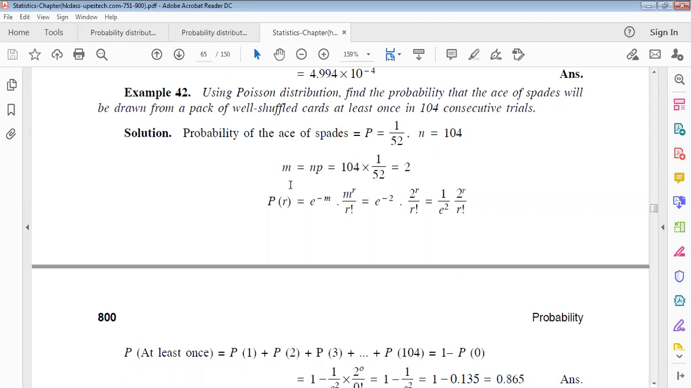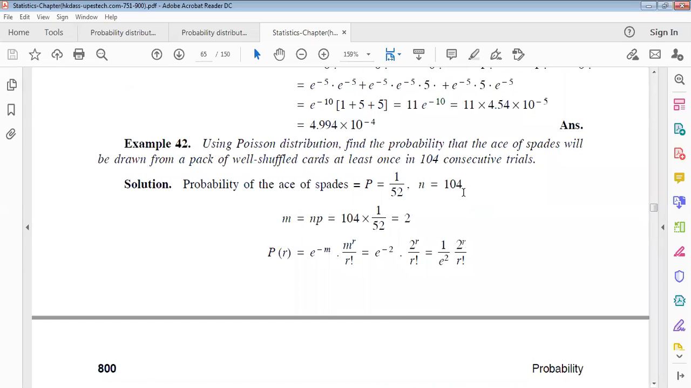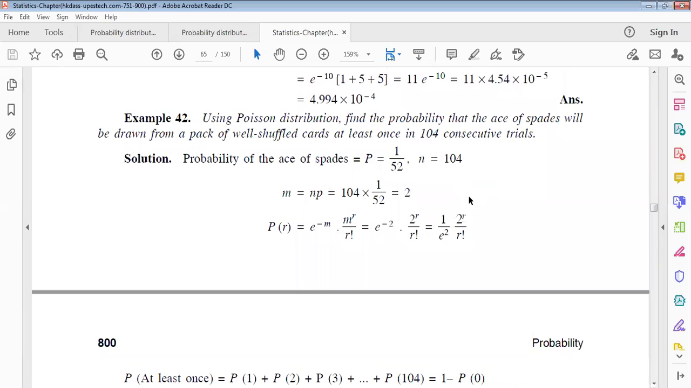Now m equals what? Mean equals np. We have proved this result by using the probability density function of Poisson distribution, in our previous class. Just putting these two values, we get the mean equals 2. Now the probability density function for Poisson distribution, we must know this: Pr equals e to the power minus m into m to the power r divided by r factorial. So putting m equals 2 and r, we get this result. So we have to find the probability that the ace of spades will be drawn from a well shuffled pack at least once.